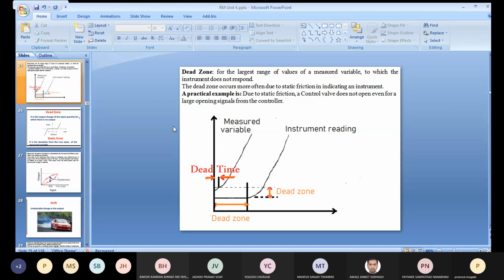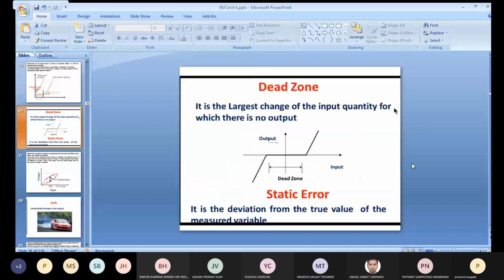Okay. So this is about the dead zone. Again, it is the largest change of the input quantity for which there is no output, or at the initial stage there is no response from the instrument side, that we call a dead zone. As we have seen in the previous slide, this is the dead zone: straight line, no effect. So it will be the null effect, and after that the output will start. So no need to draw this. You have drawn the previous things, no issue.